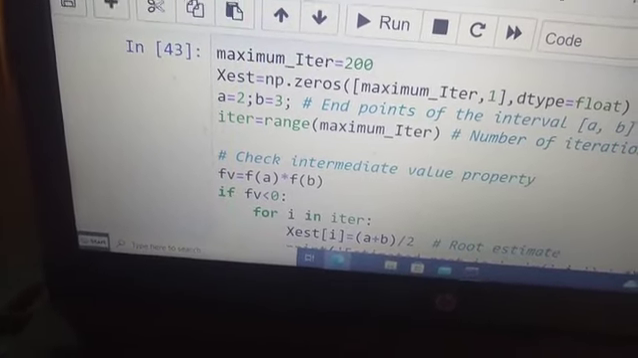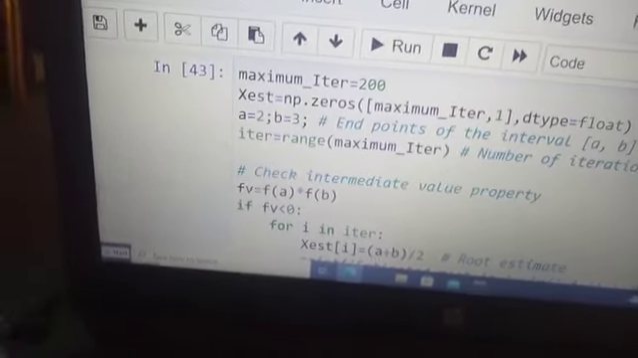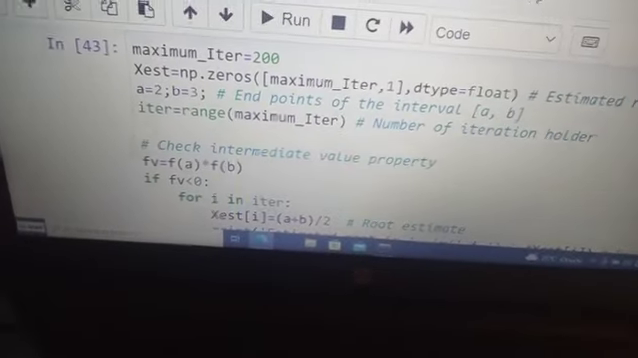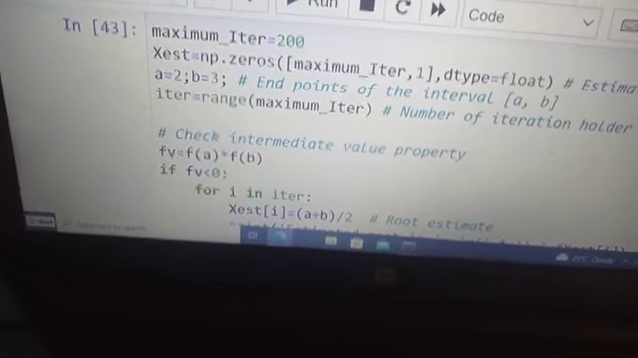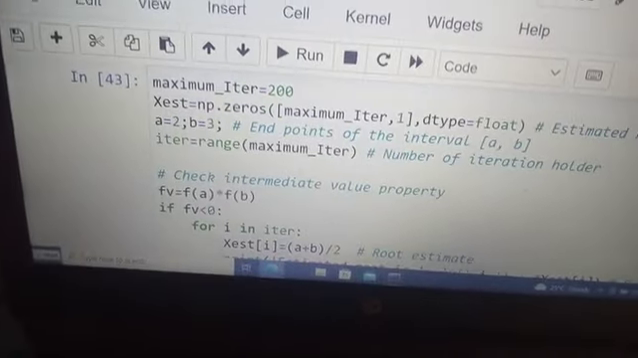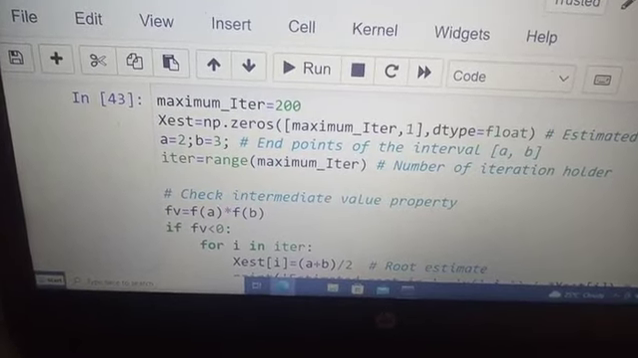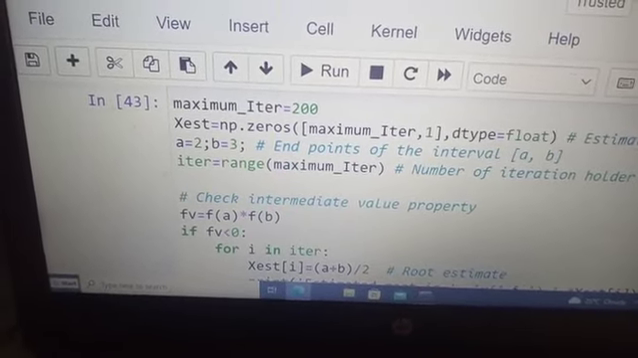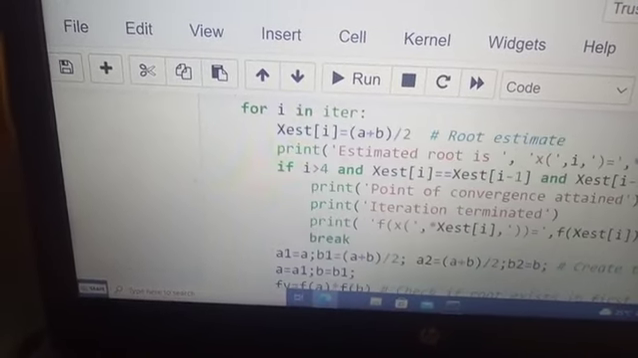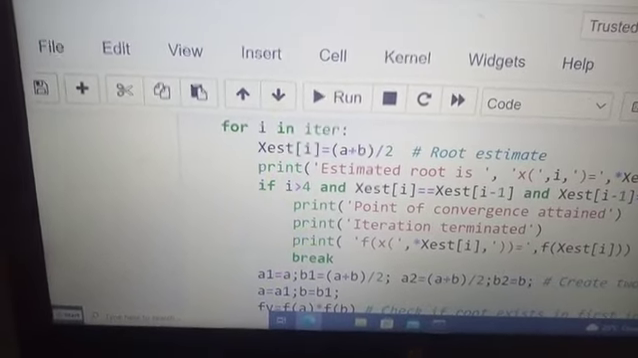Then we find out whether fv is less than 0. If fv is less than 0, then we are free to carry out our iteration. Otherwise, we have to terminate, concluding that there is no root. But in this case, there's a root. And then we proceed from the line where you see for i in item, that you want to proceed with the iteration now.